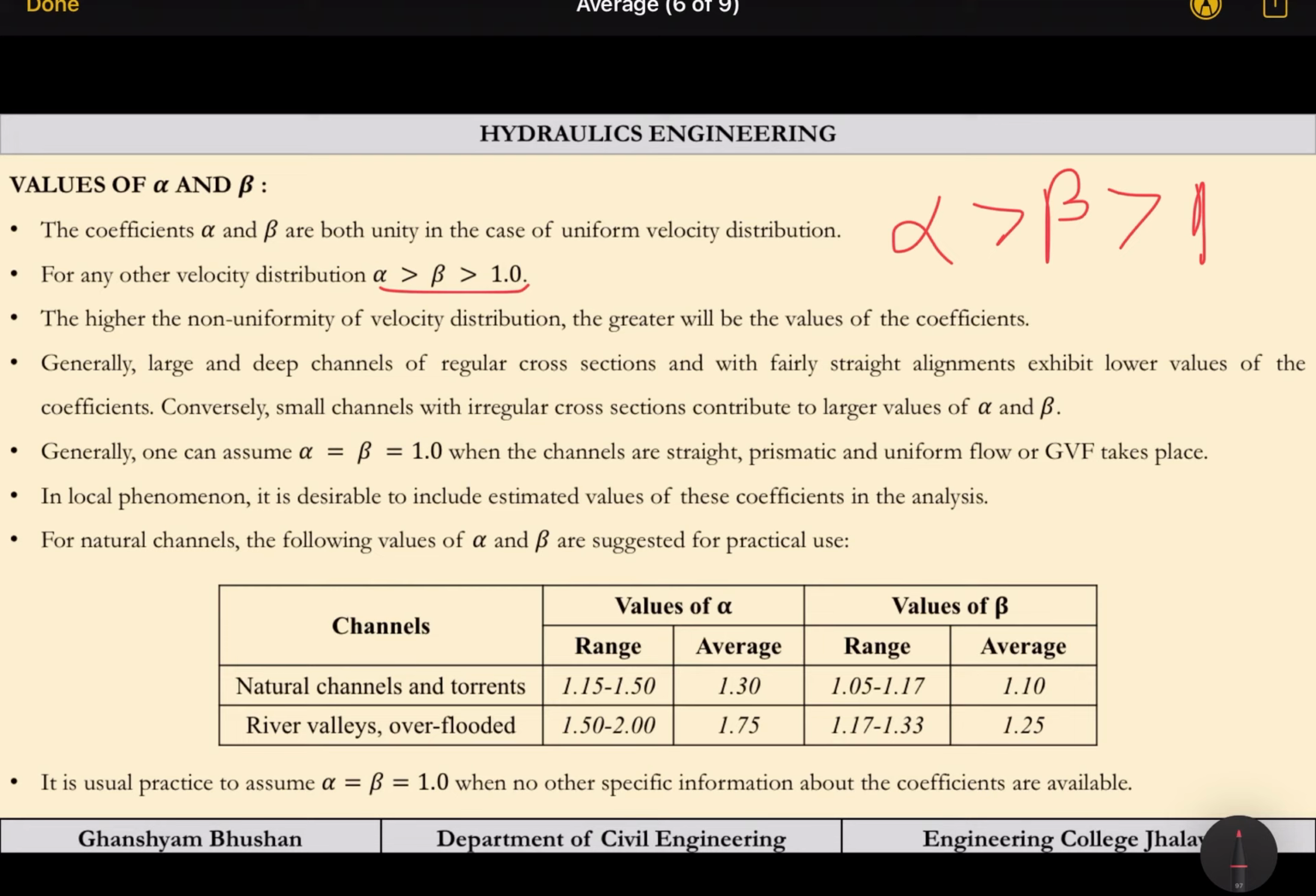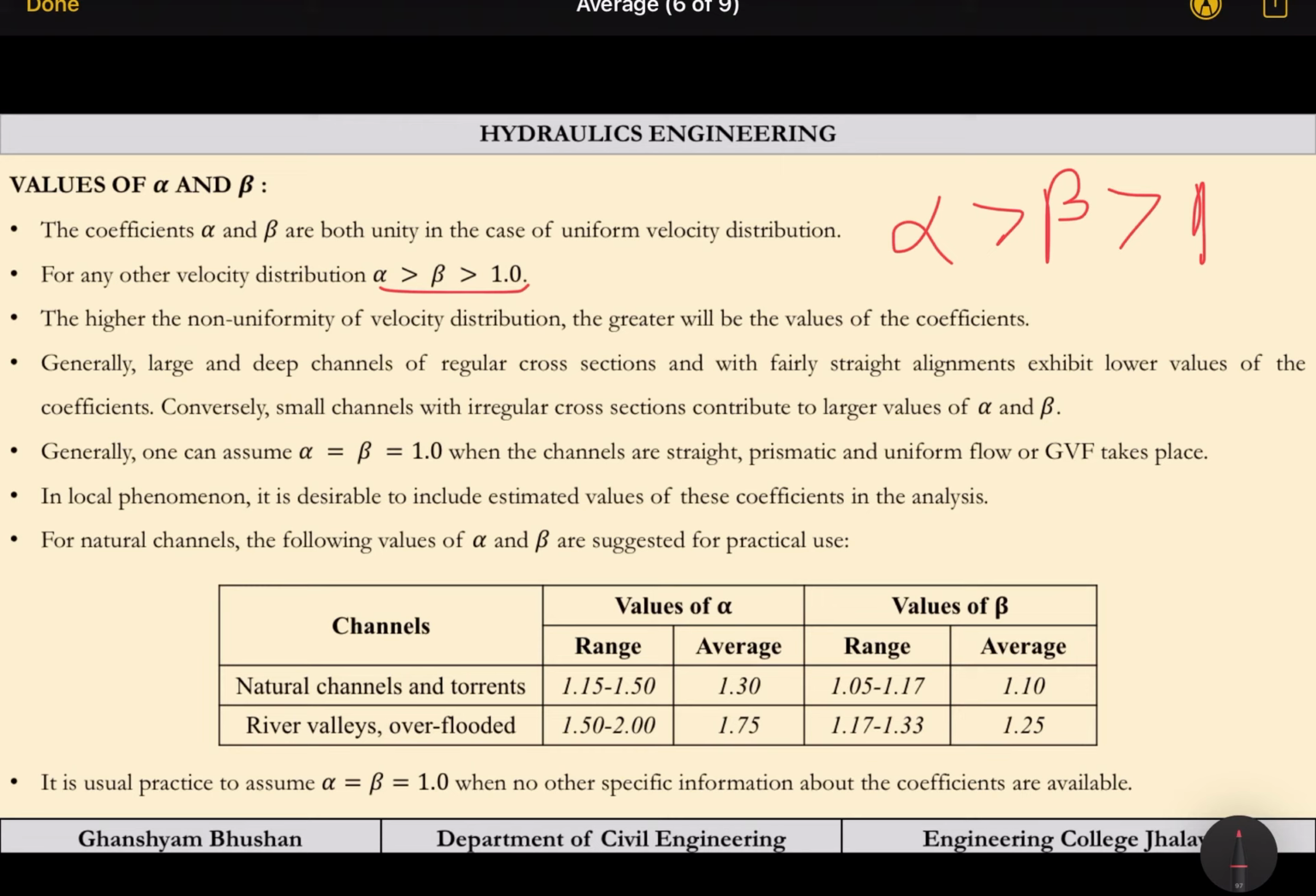Generally, large and deep channels of regular cross section with fairly straight alignments exhibit lower values of the coefficients, and on the contrary, small channels with irregular cross section contribute to larger values of alpha and beta. So this is quite evident. Now generally one can assume alpha equals beta equals 1 when the channels are straight, prismatic and uniform flow or gradually varied flow is taking place. This is quite obvious because of the uniformity, so for uniform channels or flow, alpha and beta will be 1.